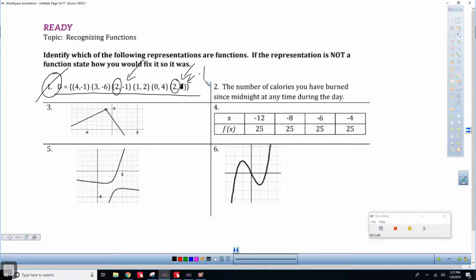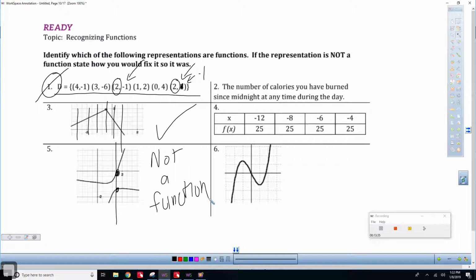Is number 3 a function? Yes, it is. Okay. Is number 5 a function? No, it is not. How would you fix it? It would only have to be one or the top or the bottom one. Okay? Does that make sense, Carson? Yep. All right.